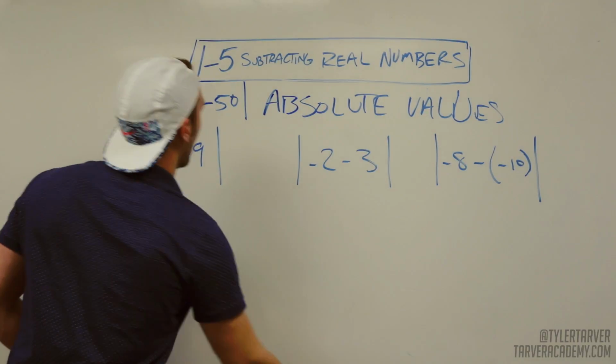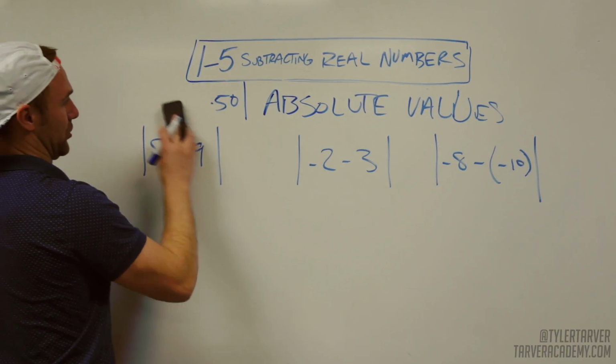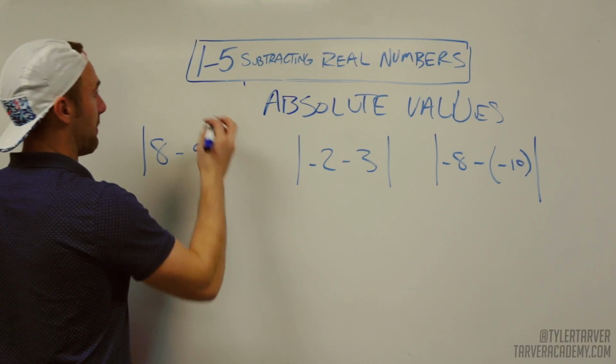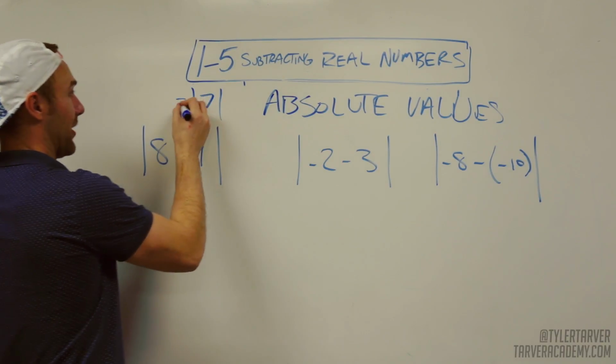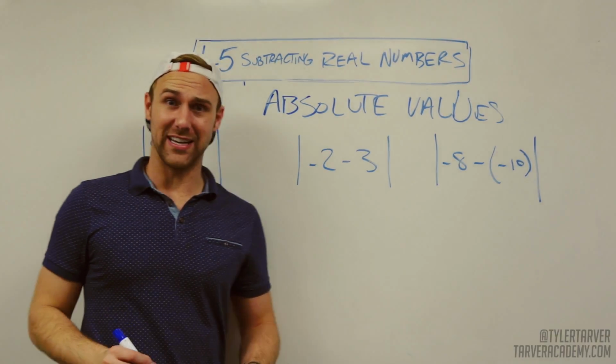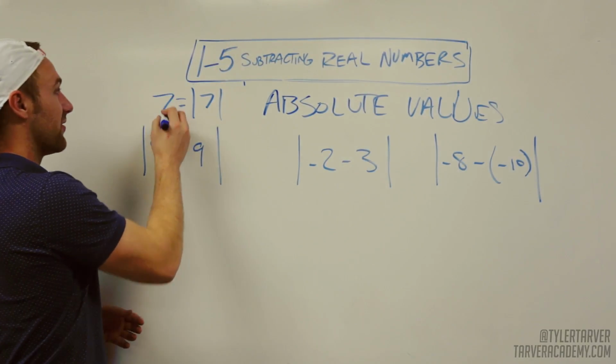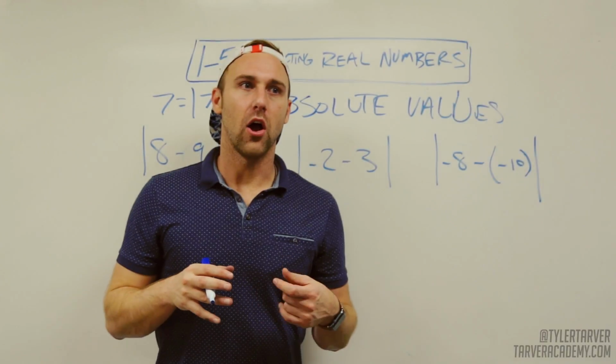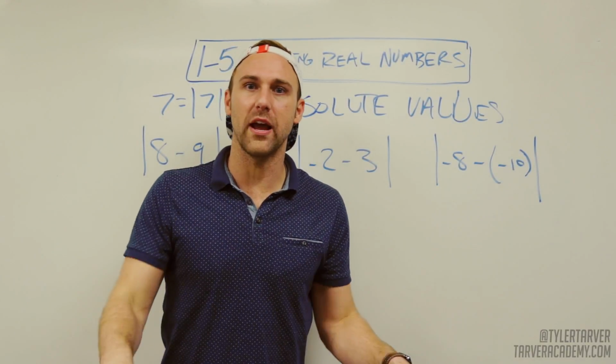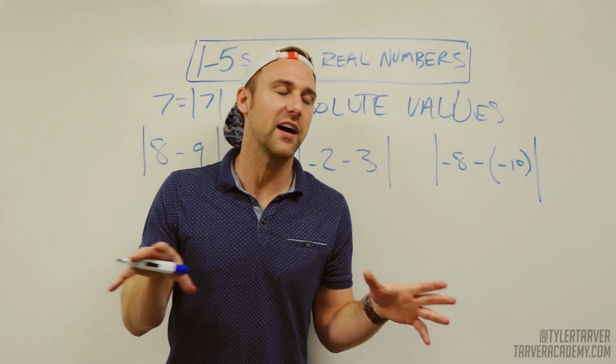Now you're thinking, oh, Tyler, I have a question. What if it's a positive 7? Does that become a negative 7? Are we switching things around? No. All it does is keep it a positive. Absolute values are like putting things through a rainbow. Everything comes out sunny and positive and happy.